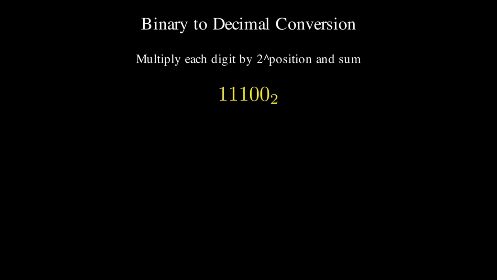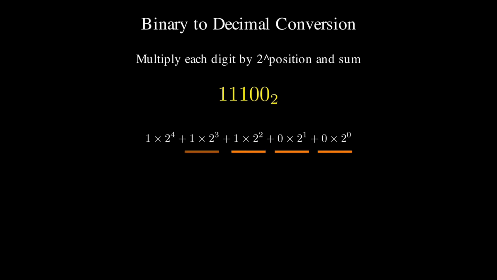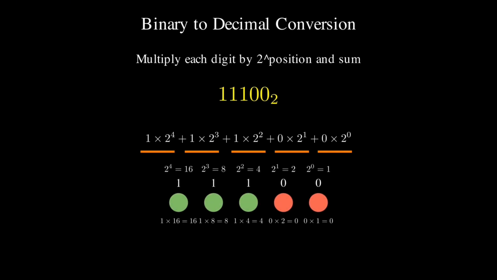One more. Binary 11100. 0 times 2 to the power of 0 equals 0. 0 times 2 to the power of 1 equals 0. 1 times 2 to the power of 2 equals 4. 1 times 2 to the power of 3 equals 8. 1 times 2 to the power of 4 equals 16. Total, 16 plus 8 plus 4 equals 28.